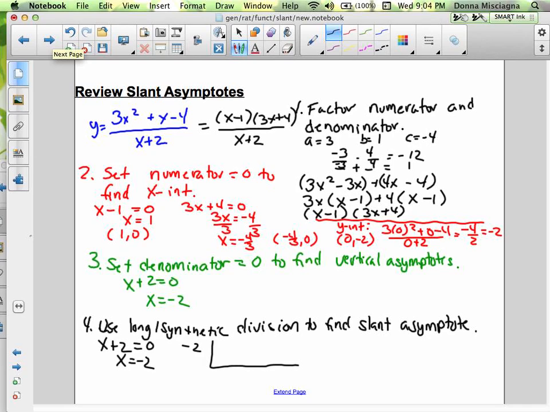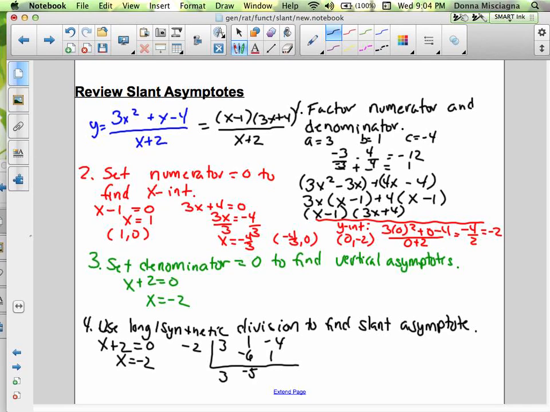All right, and we're dividing into 3x squared plus x minus 4. So everybody's represented. We've got a squared term, an x term, and a constant. Just need to list the coefficients: 3, 1, and -4. Bring down the 3. 3 times -2 is -6. Add, we get -5. -5 times -2 is 10.